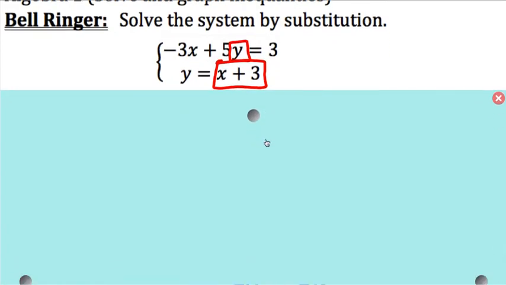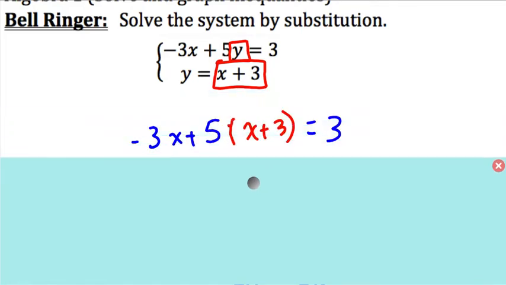So let's see what that looks like. So negative 3x plus 5, and then again, we're replacing the y with x plus 3. So we're going to take that x plus 3, plug it in there, rewrite the rest of the equation, so equals 3.